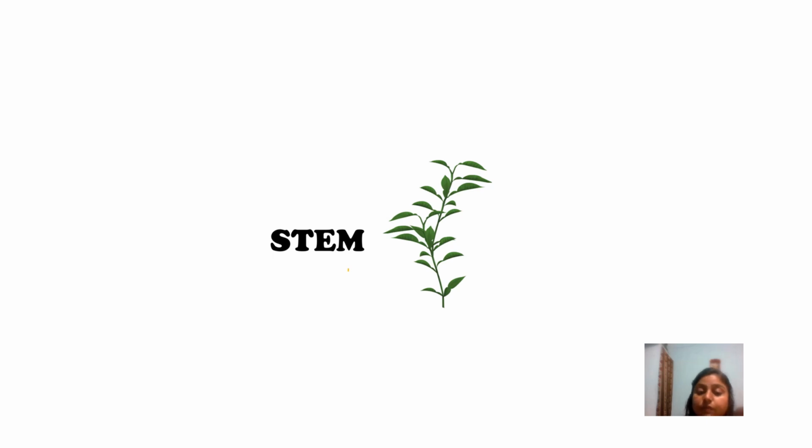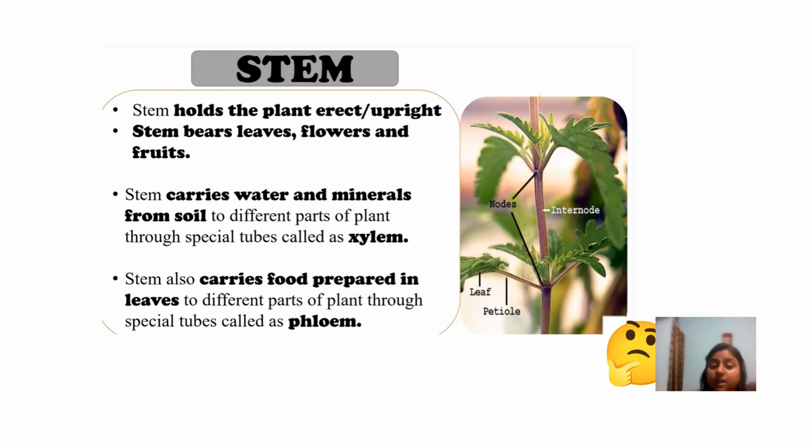Now come to the next topic. First we see the stem. We all know that the stem is a very important part of the plant. The stem holds the plant and gives support to it. It also carries minerals and water from the soil, and carries food. Stem holds the plant erect, upright. Stem bears leaves, flowers and fruits.